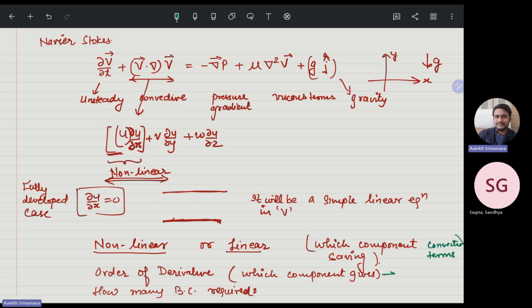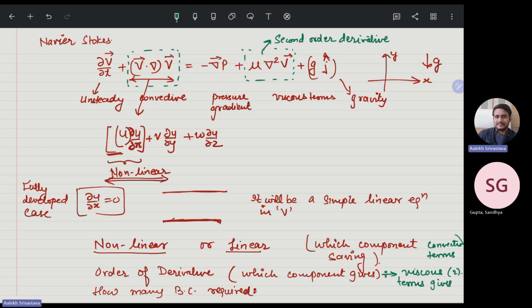The second thing is what is the order of derivative, or what is the maximum order that is present. Although the convective term is giving us the non-linearity, the viscous term defines the order, and it is a second order derivative. So the viscous term gives the order of derivative, and it is 2.